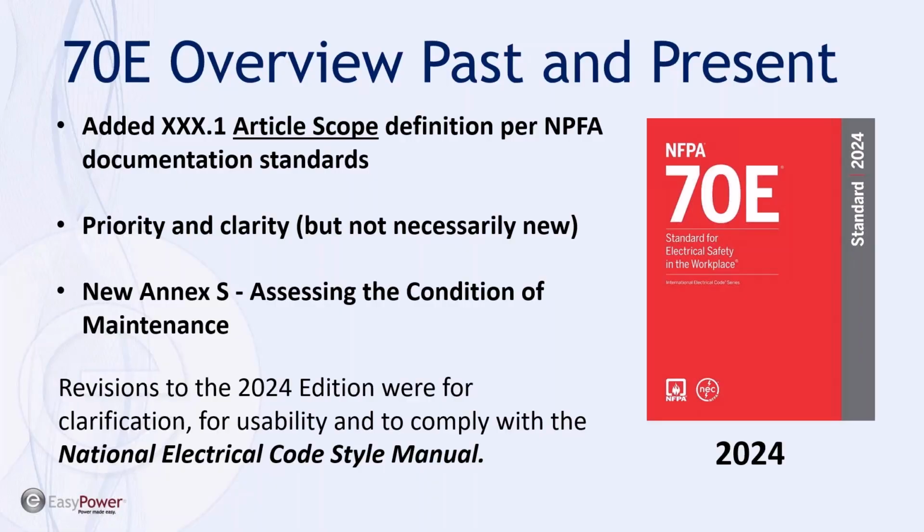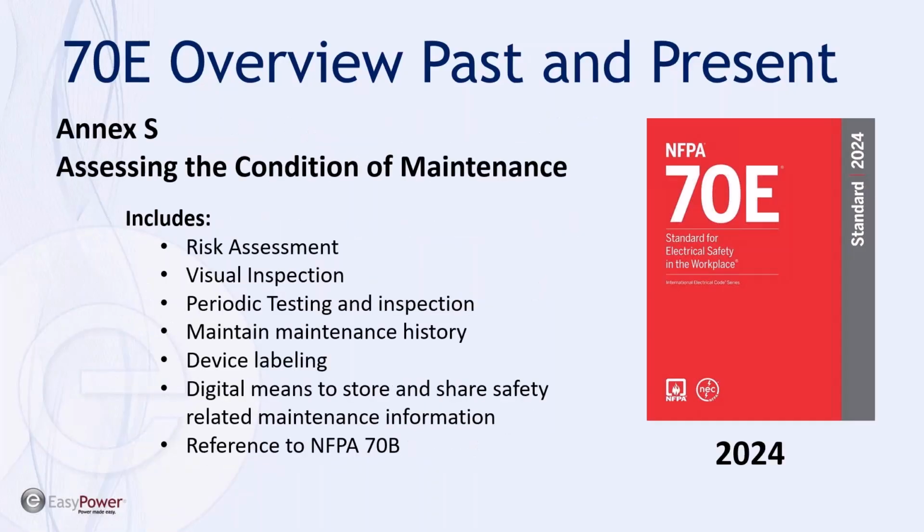not necessarily anything new. But one of the very new things was a brand new annex that was added, Annex S, that was assessing the condition of maintenance. And in there is a bit of a discussion of how does one go about assessing condition of maintenance and its protocols for doing so. And literally at the end of that particular result, we see that the result is to reference 70B as well.